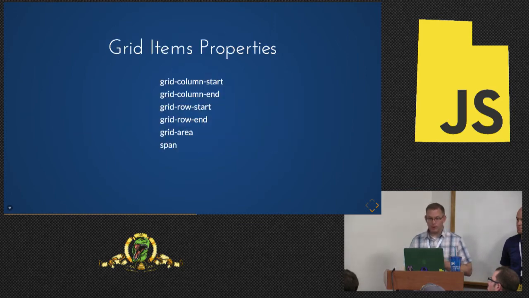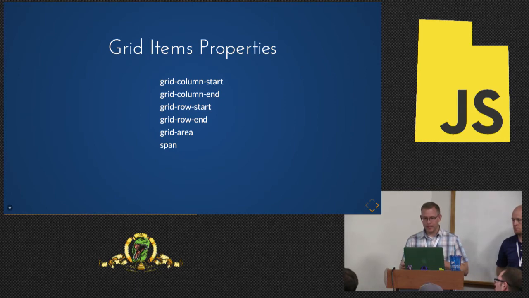So here's a short list of item properties. We had our container properties, and now we've got the items that are going to go inside the grid. When you place your item, you use grid lines to define the start and end points of where the item will be placed inside that grid. And then the grid area property is kind of like doing all four of the first four at the same time, which I'm actually going to show you. I think that's one of the coolest parts of grid.